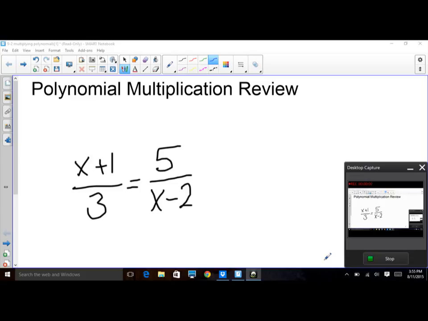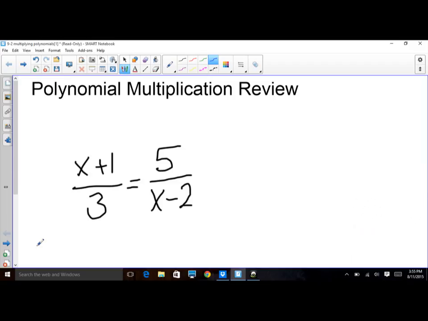Welcome. Continuing on with our work on similar triangles, you probably noticed when we started working with similar triangles that we were required to set up a proportion in order to solve for side length. What I wanted to do today is a review on polynomial multiplication. You guys did study this in algebra in the past. It's going to become really prevalent the more we work with similar triangles.